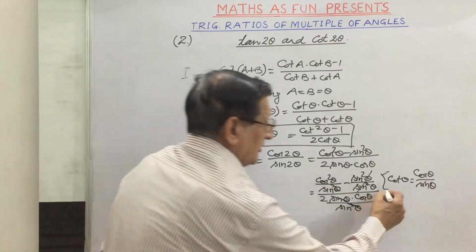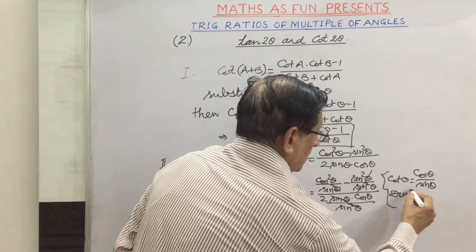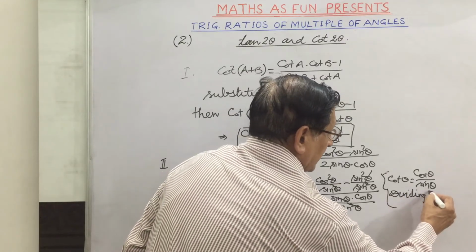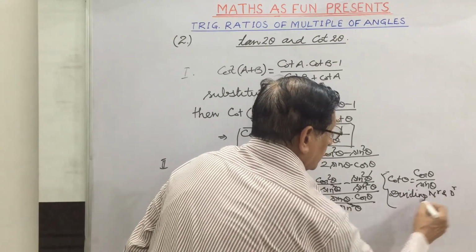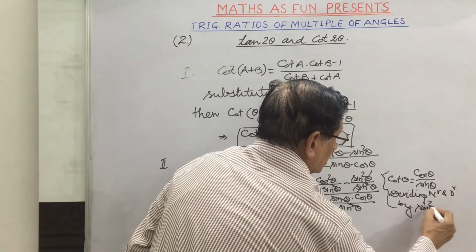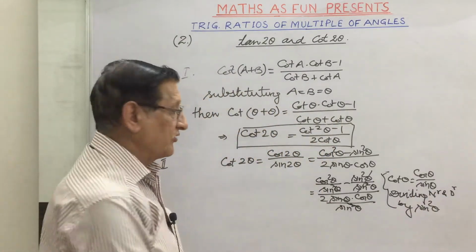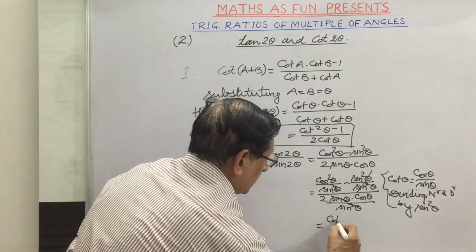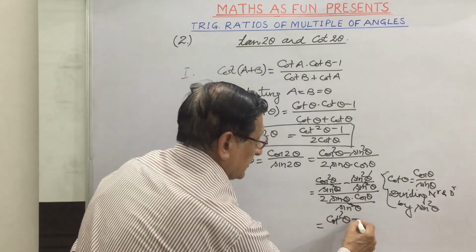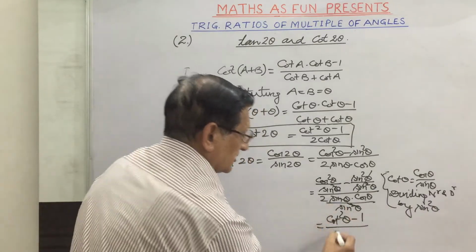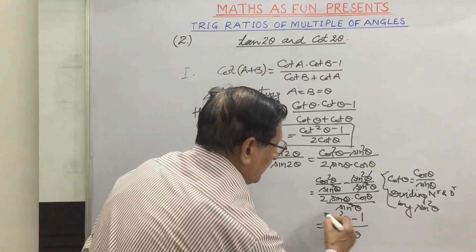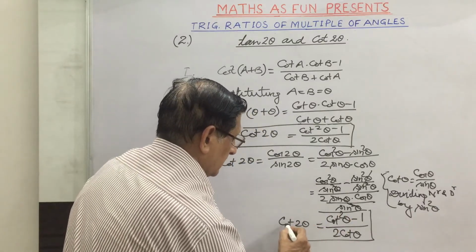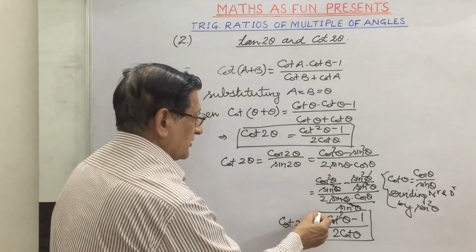So what we have done here, we have used division in numerator and denominator by sine square theta. So we write dividing numerator and denominator by sine square theta. And what are we getting? Cos theta upon sine theta is cot theta. So we are getting here cot square theta minus 1 upon, this is 2 cot theta. The same formula for cot 2 theta we have got by this particular method also.